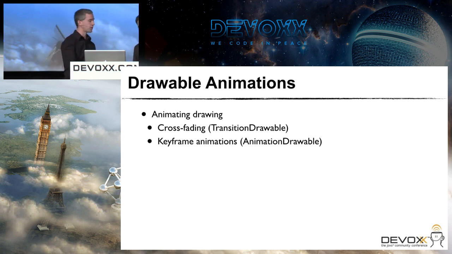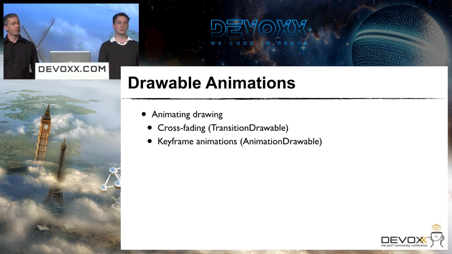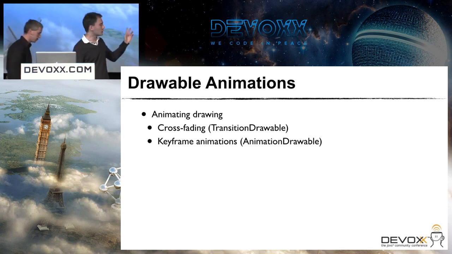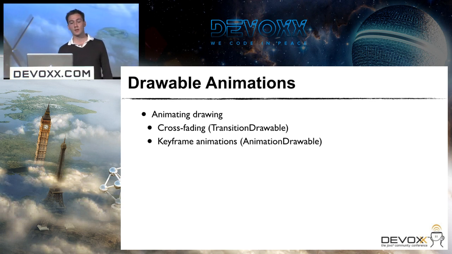Drawable animations. Want to talk about these? Yeah, so drawables are most often used as backgrounds for the views. All the default widgets have a background drawable. For instance, the button has this button-looking background. But drawables can do a lot more, and we have two particular drawables that are animation capable.